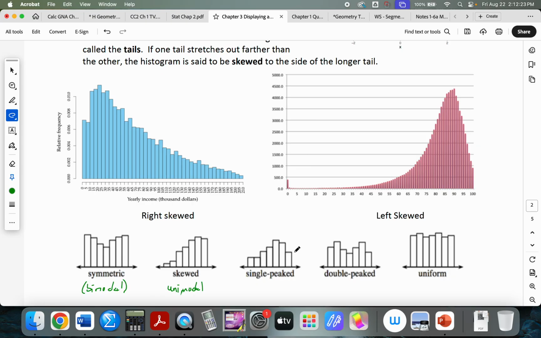This one is single peaked. That's what the 7th grade book called it. We would say unimodal. On that one in the middle, let's talk about symmetry just real quickly. It's not quite symmetric, is it?